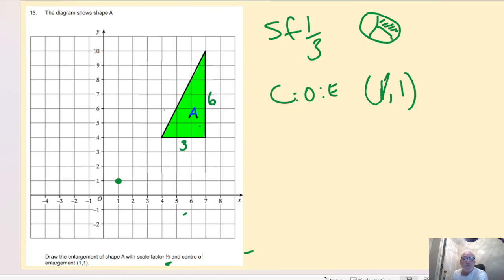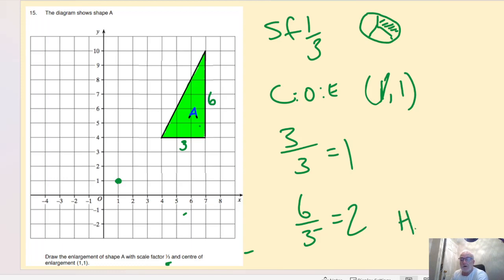Okay, so if I want 1/3 the size of that, 3 divided by 3 is going to give me 1 wide. That's going to be my base, and 6 divided by 3 is going to give me 2 height. So that's going to be my height, and that's going to be my base. So just to know what I'm expecting in my question.